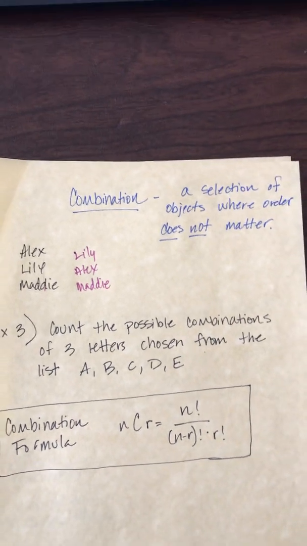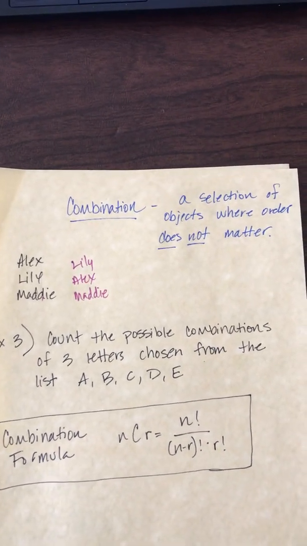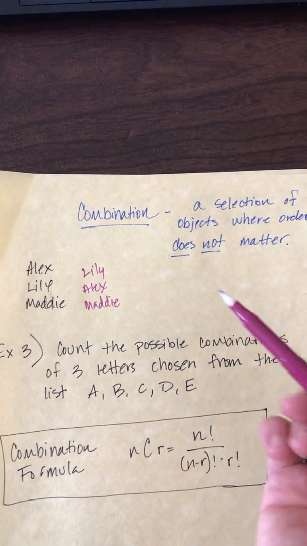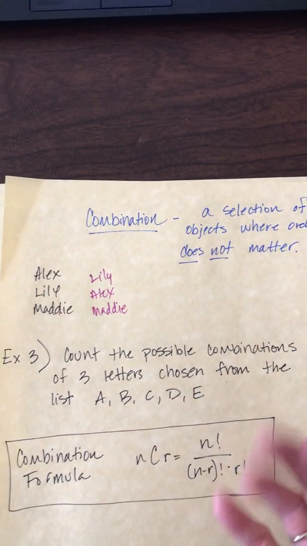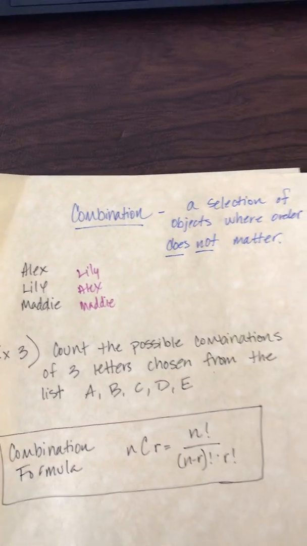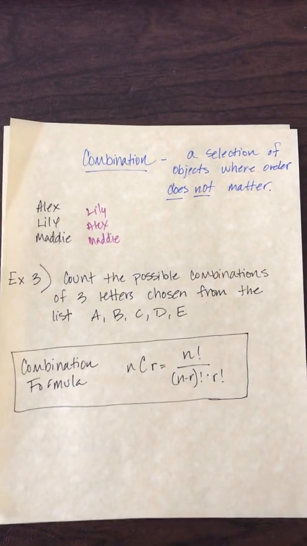So unlike a permutation where order absolutely matters, in this scenario, because I'm just asking for 3 volunteers, it doesn't matter which order they volunteer. Order does not matter, and we call that a combination.